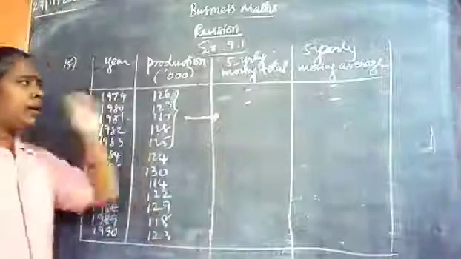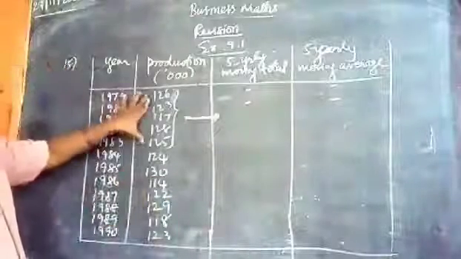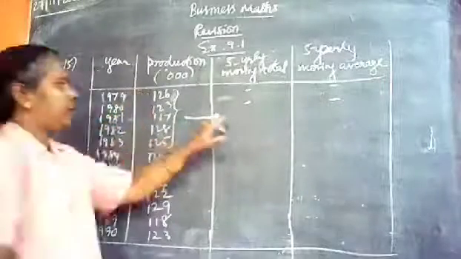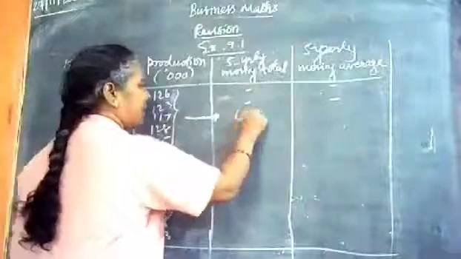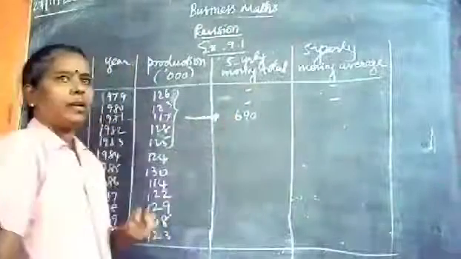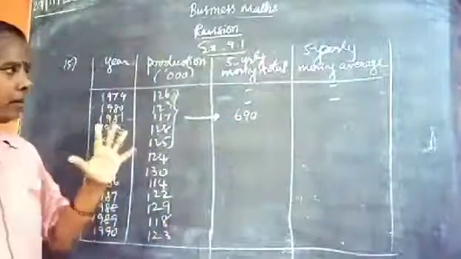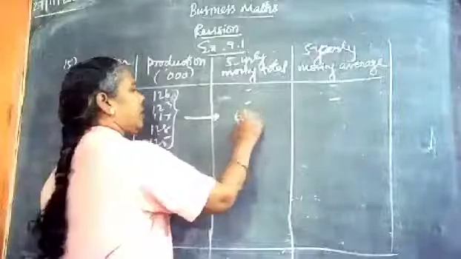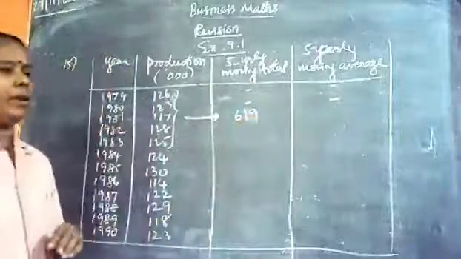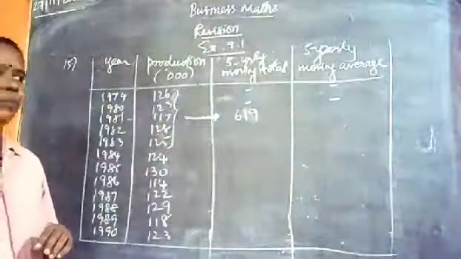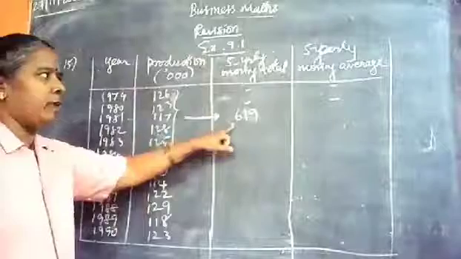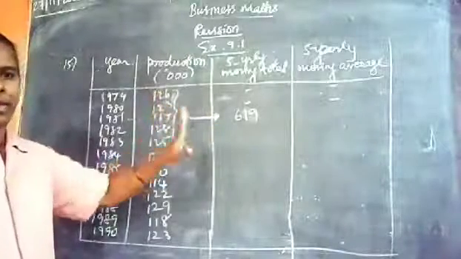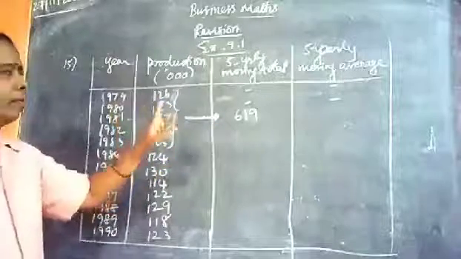Okay, next the total of these 5 values you are going to write. 619. 690 divided by 5. 619, miss. Divide by 5, because we are adding 5 values. Average of 5 values, no, divide by 5. 123.8.